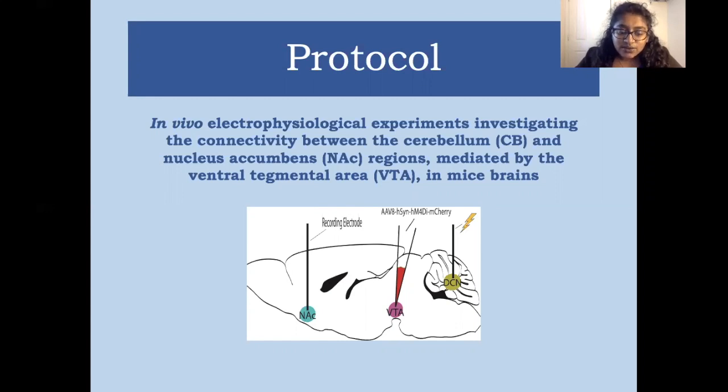She then investigates the role of the VTA using viruses that contain DREADs. DREADs are designer receptors exclusively activated by designer drugs, and this virus ideally works by spreading across the VTA and transfecting these VTA cells so that they now express these designer receptors. These receptors can only be activated by a designer drug, which in our case is CNO, and when they are activated by CNO, they shut down the VTA cells. So this allows us to investigate the role of the VTA in mediating the cerebellum and nucleus accumbens connection.